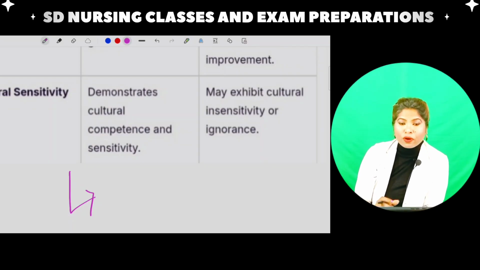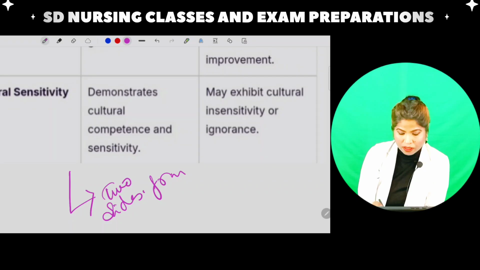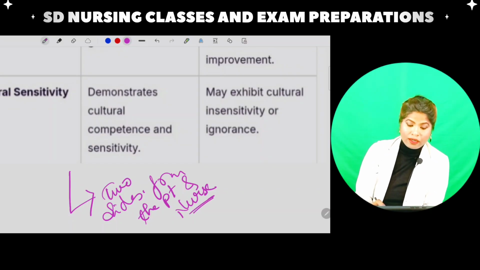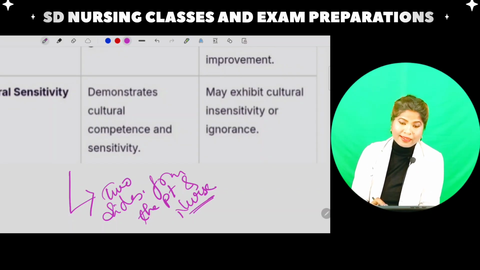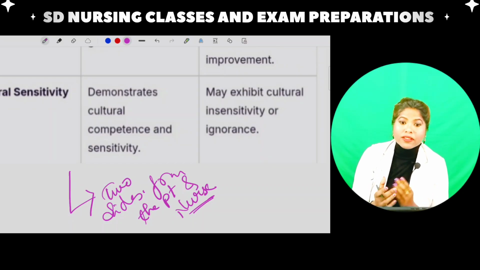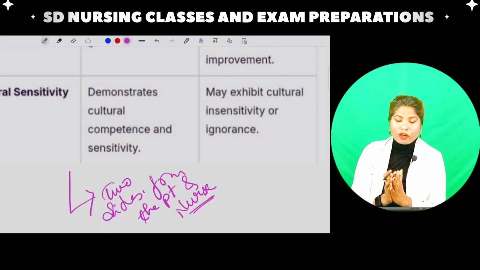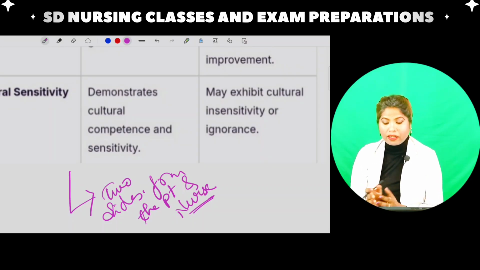So this is from two sides, from the patient and the nurse. This is what cultural competence and sensitivity means. Together we understand each other, because you make the patient and their family members understand, and they cooperate with you, and there should not be any issue for your treatment.